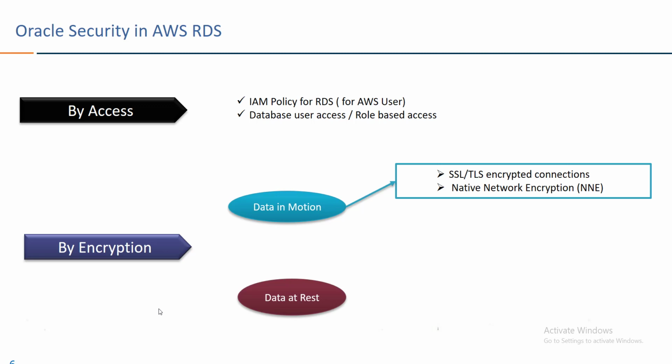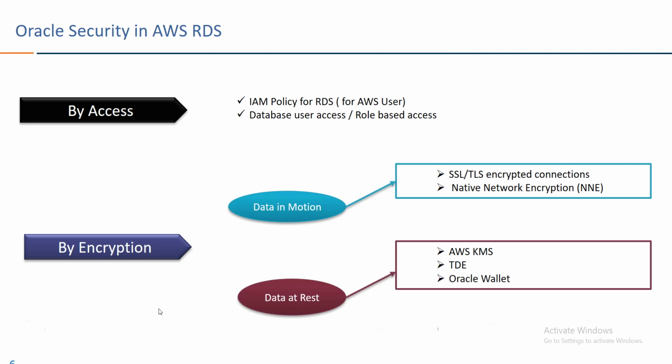For data at rest, yes, you can use encryption through AWS KMS. While launching an RDS instance, it asks whether you want to encrypt your database or not. You can also use the Oracle feature called TDE, Transparent Data Encryption, which the RDS instance supports, as well as Oracle Wallet, which is also supported here.